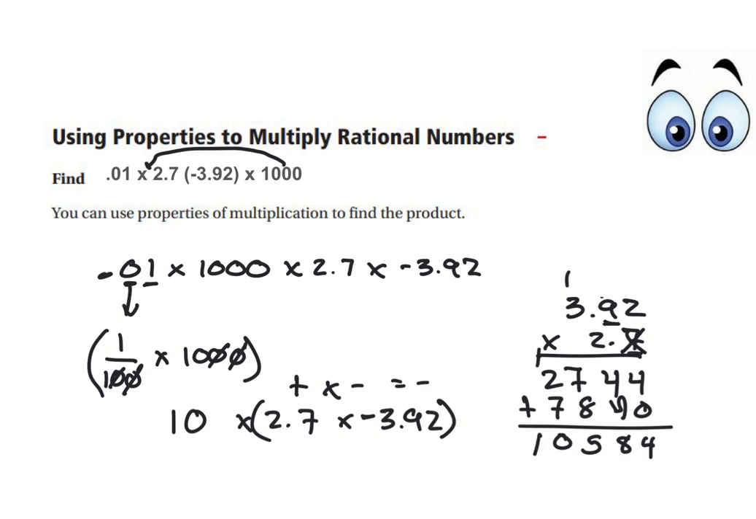And I had 3 digits after a decimal point. So I get 10.584. And I need to multiply that times 10. Multiplying by 10 just moves my decimal point over, and I have 105.84.